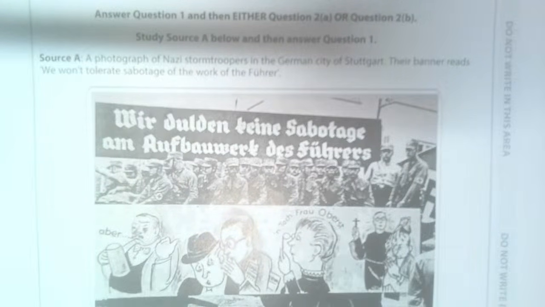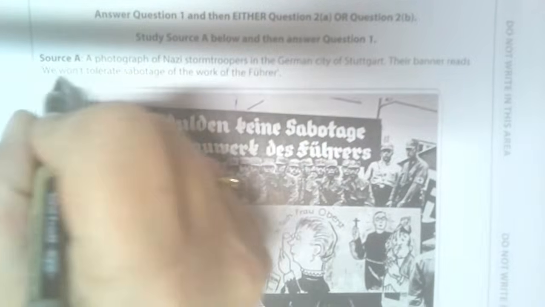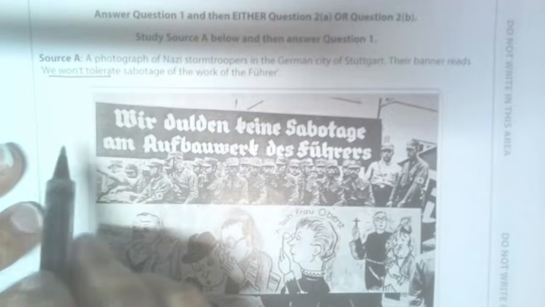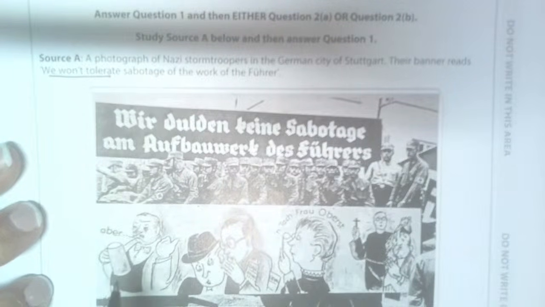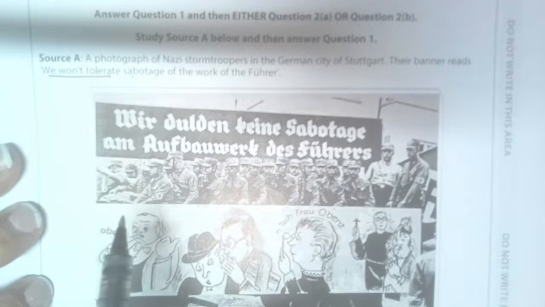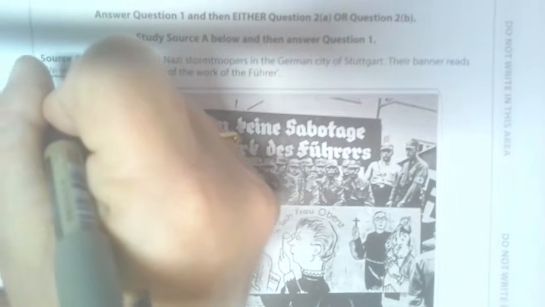The key thing about the inference question is, if we were just to say they won't tolerate sabotage, that's not an inference, because it just says that in the source. That's just saying what you can see, and anyone can do that. So what we need to do is take it a bit further and add a bit more. It's stormtroopers. When we say that they won't tolerate something, that suggests they're going to do something a bit more, a bit harder. So perhaps we can say they're going to come down hard on people.